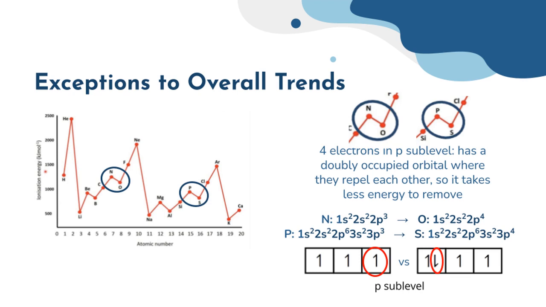So keep in mind, when it comes to exceptions, the reason is always because of increased repulsions between the electrons. If the ionization energy is less than you'd expect, it's because you're taking from a position where there's more repulsions and going to a position where there's less repulsions than there would have been otherwise.